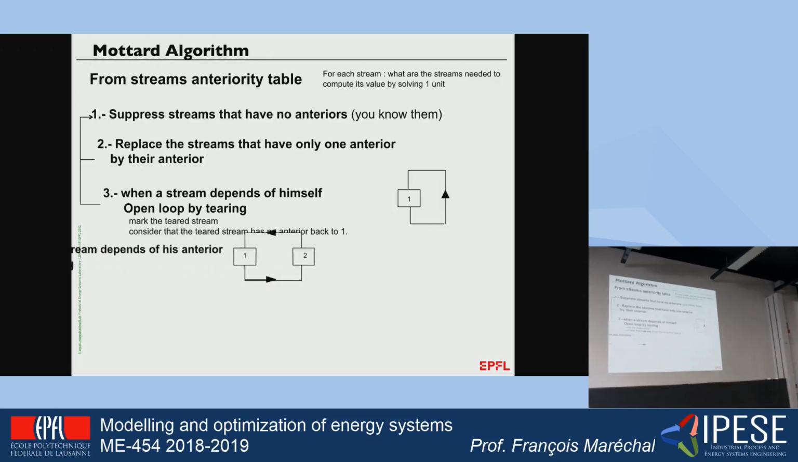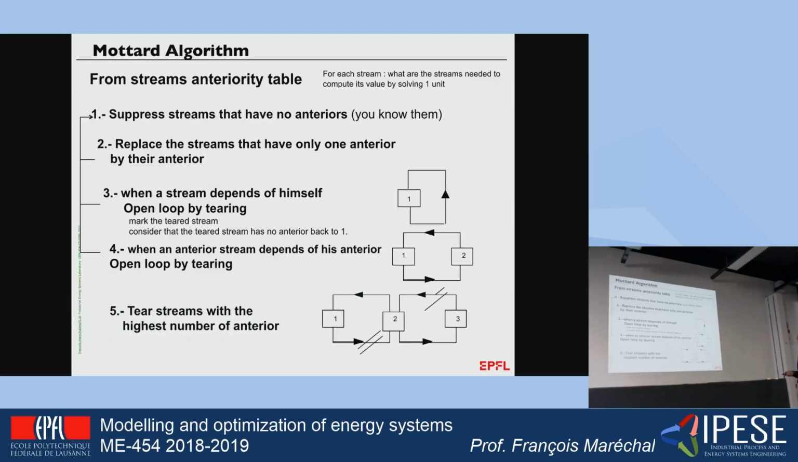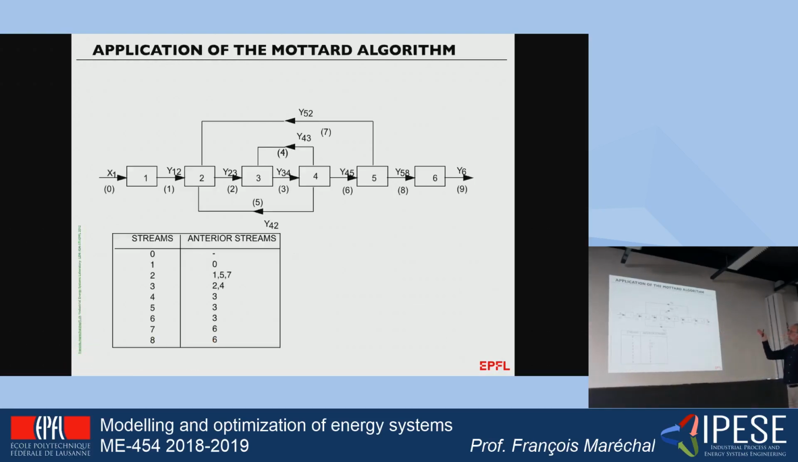Okay, and then I will continue like this. It might also happen that stream 1 is depending on 2 and 2 is depending on 1, so it will be the same principle. And it can also happen that 1 is depending on 2, 2 is depending on 3, and 3 is depending on 1. And then you will see that there will be also the possibility of tearing those streams. Okay, so this is the Mottard algorithm, and what I'm going to do now is to show you how it works on different examples.